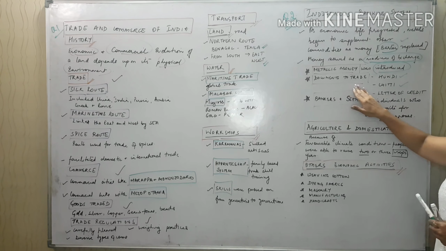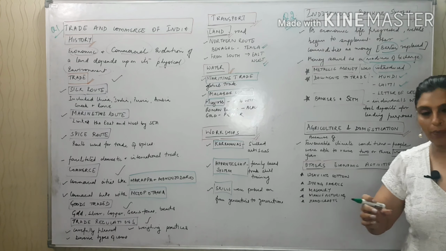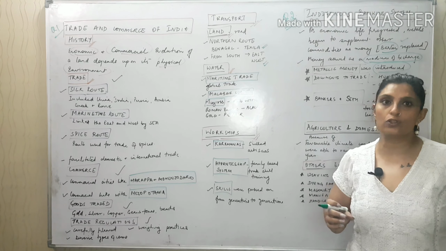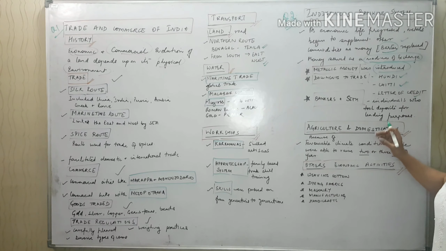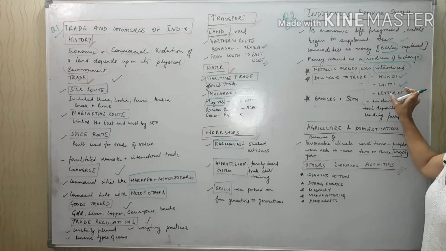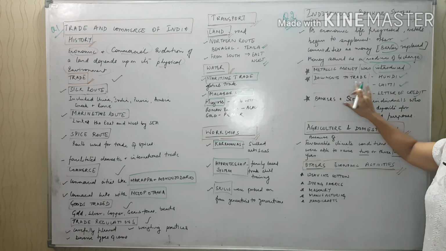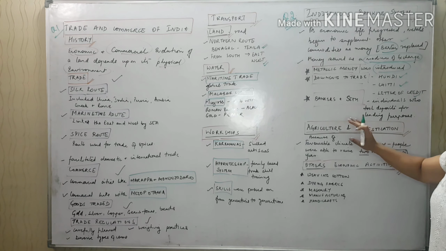So next we have documents of trade. What kind of documents of trade were there? There were hundi, chitti and letter of credit. Now hundi and chitti were used within the boundaries of the country, but letter of credit was used for foreign trade. Right? We'll do all these terms when we come to the different types of documents related to trade. This would be done in elaboration later on.